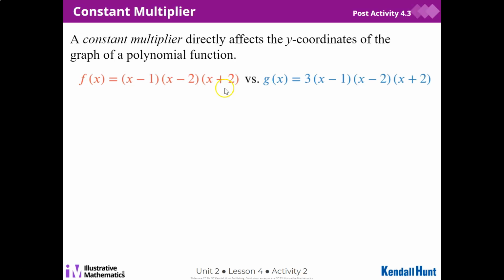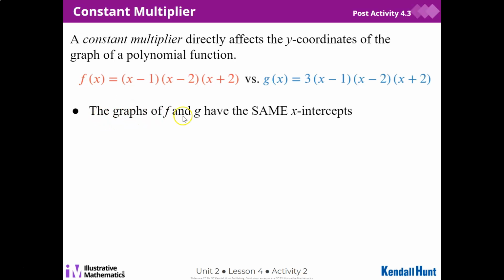We can see that f of x and g of x have exactly the same factors, x minus 1, x minus 2, x plus 2. But g of x has a constant multiplier out in front, which is a 3, while f of x has a constant multiplier of 1. Even though we can't see the 1, it's still there. So we can say here that the graphs of f and g have the exact same x-intercepts.